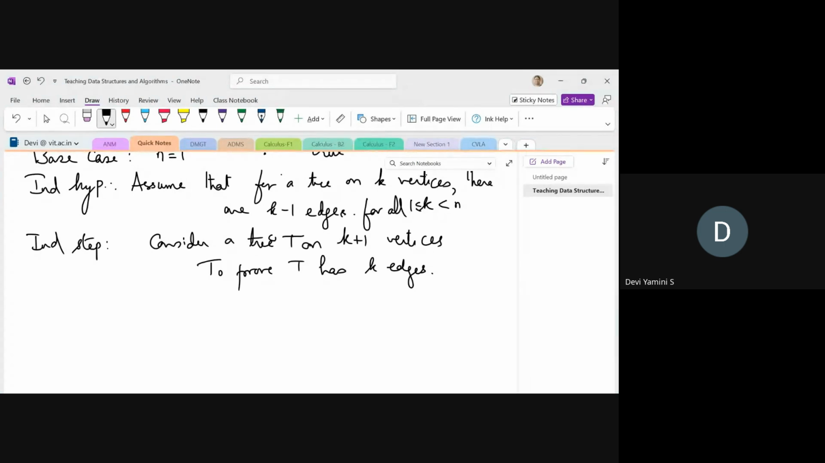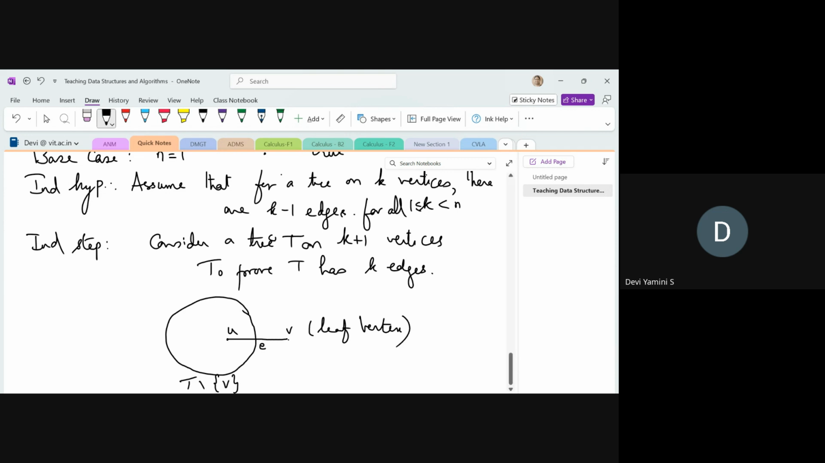So what we do is, the whole graph consists of k plus 1 vertices. So I consider a leaf in the graph T, and let me assume the vertex v to be the leaf vertex. Let me consider its edge to be e. So this is nothing but T minus the edge e. Or I can remove the vertex v as well. If I remove the vertex v, it is going to be T minus v.